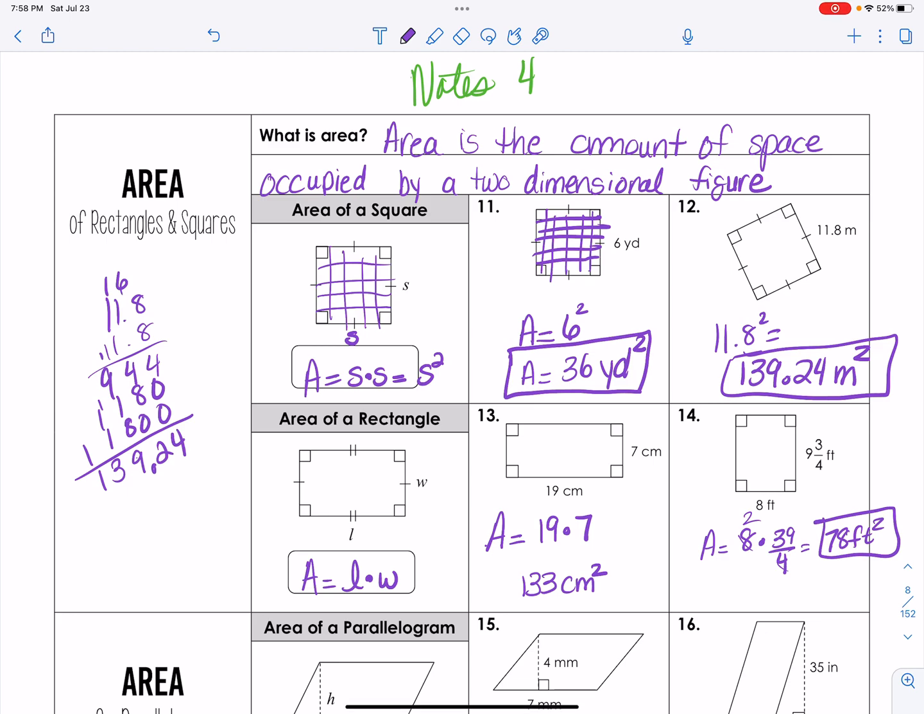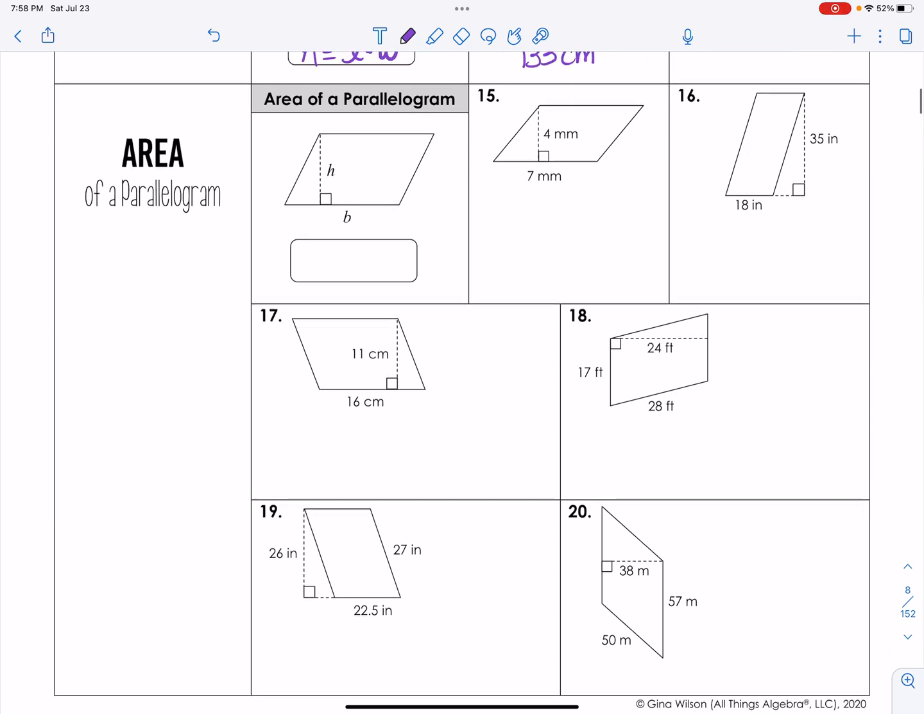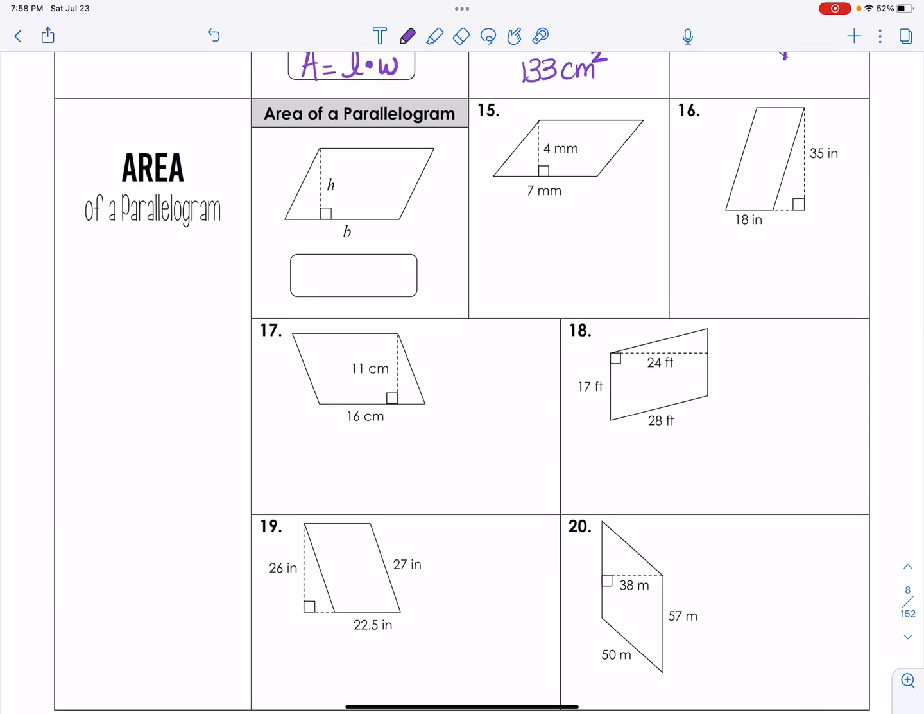Okay, the area of a parallelogram. These are a little bit harder, but they are still the same number of boxes. All they've done is they've taken this angle, and it used to look like this, and they've kind of pushed it over to the side, but the number of squares inside is still the same. So the area is the base times the height. The base on this next one is 7. The height, because it's right here, is 4. So my answer is 28 millimeters squared.